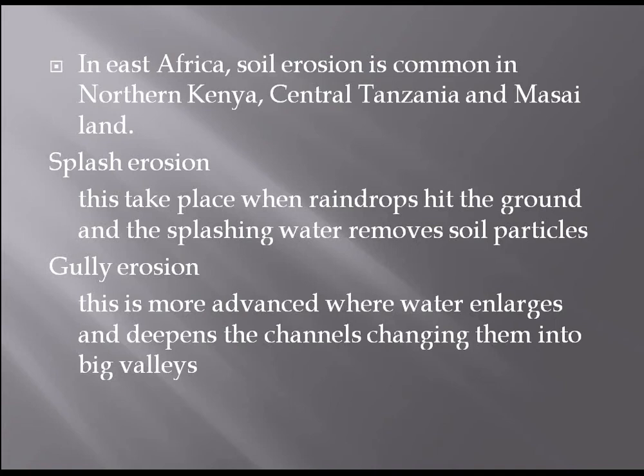Type number 2 is known as splash erosion. This takes place when raindrops hit the ground and the splash water removes soil particles. We shall understand this with a visual aid ahead. First, I need you just to know the definition. So splash. When it rains, we have what we call raindrops. Do not underestimate the power of a raindrop. It hits the ground, causing the soil particles to move, to shatter. That's what we call splash.